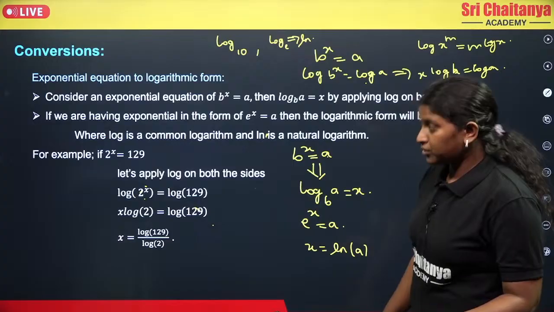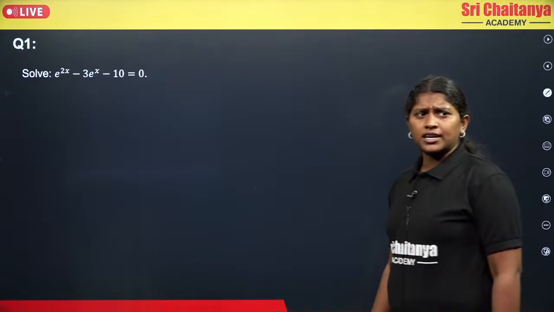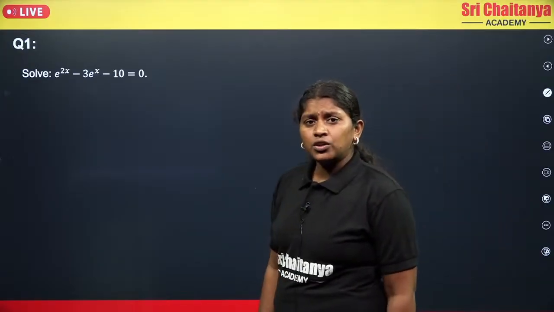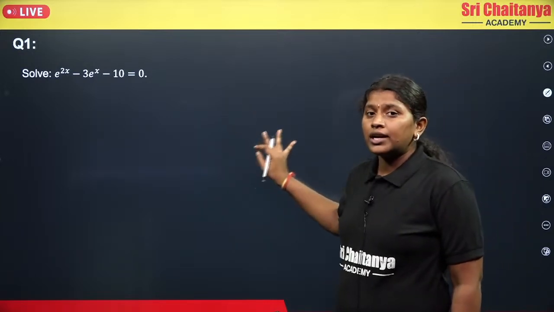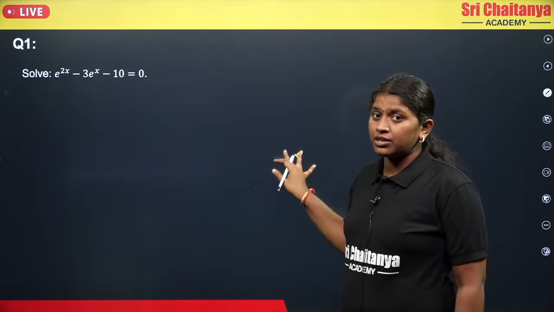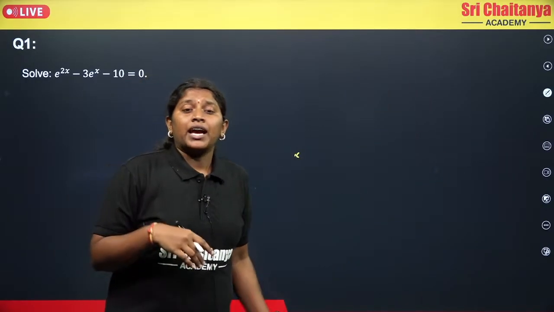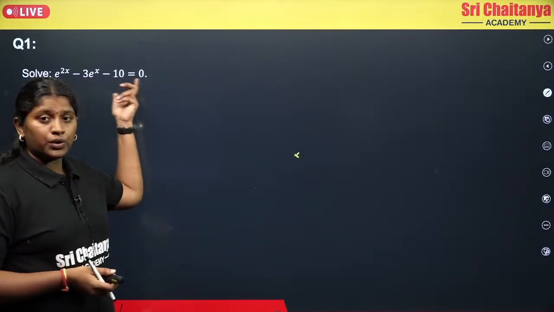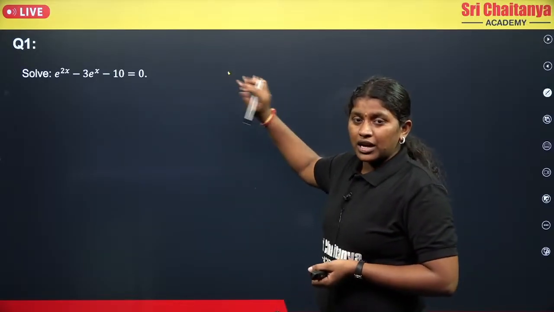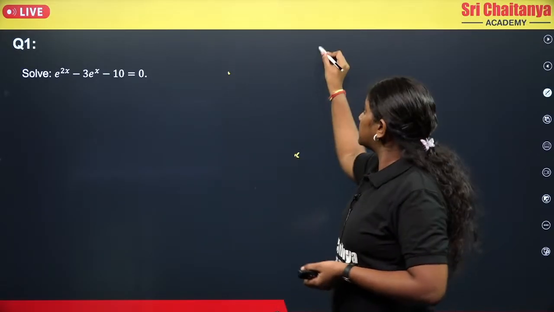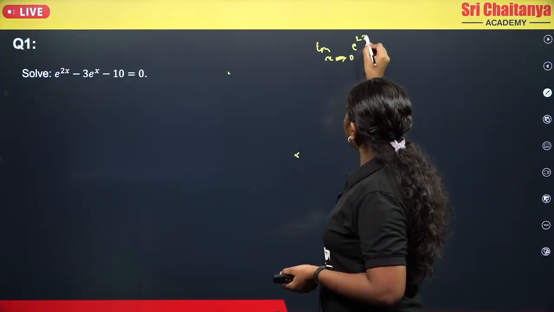Okay, now moving to the next, solve e to the power 2x minus 3 e to the power x minus 10 equals 0. Mostly we use these exponential equations, especially in the form of e, when we learn about limits, continuity and differentiation in our JEE Mains. During those topics we will mostly get expressions with the help of e, Euler's constant. You will have questions like limit extends to infinity or extends to 0, with some e to the power 2x minus 2.